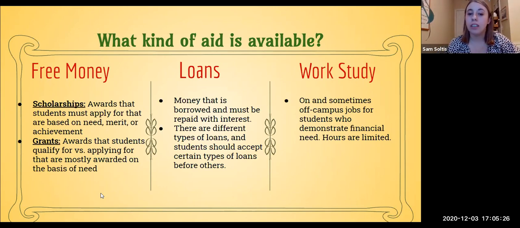And then moving on to loans. So this is the money that you borrow that eventually has to be paid back. And there are different types of loans, so we'll get into that on the next slide. But then we also have work study. So you can apply and say that you want to be eligible for this. And if you are accepted, then that means that you can work a few hours a week for the university, and in exchange, they will give you money to use towards tuition.